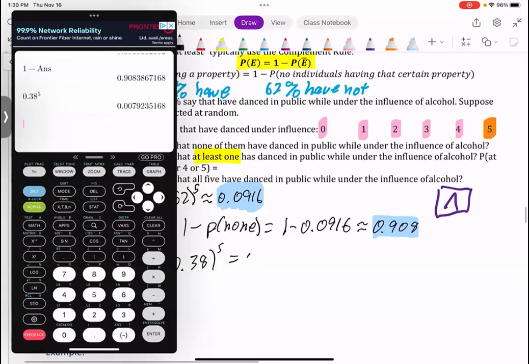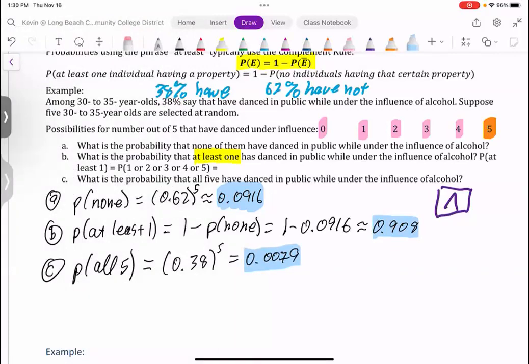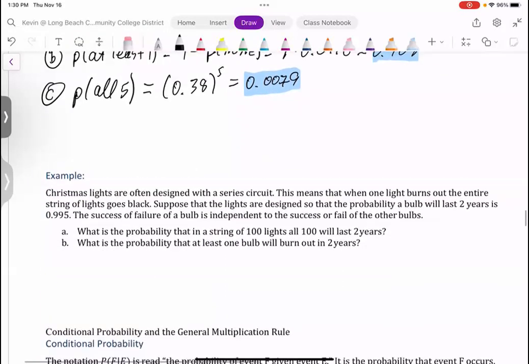Very low probability of this, 0.0079. And there we are. Not too bad. We just have to really think about it. And you're going to want to look for that at least in some of your homework problems as we do this. Let's do another one.